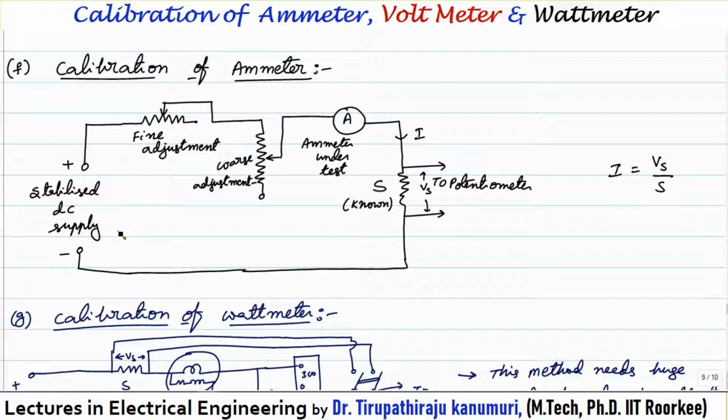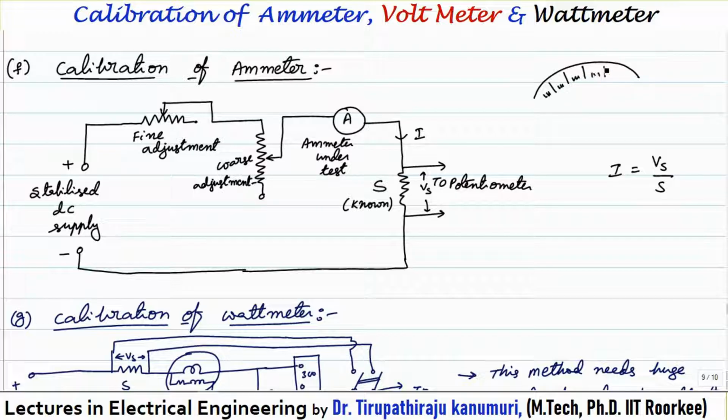It should not fluctuate. Next, there will be two rheostats. One rheostat will be used for fine adjustment and the second rheostat for coarse adjustment, and by adjusting these rheostats we can adjust the value of the current passing through the ammeter. We always adjust so that the ammeter reads a major scale reading.